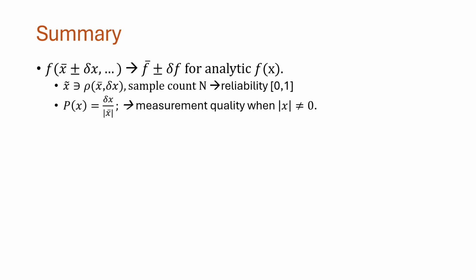The summary. First, we achieve the ability to calculate the result mean and standard deviation for any analytical function if we know the input mean and standard deviation, and we can calculate the reliability of the result if we know the input uncertainty distribution type and the sample count. And we can use precision to measure the quantity when the value is not zero. The mean is not zero.